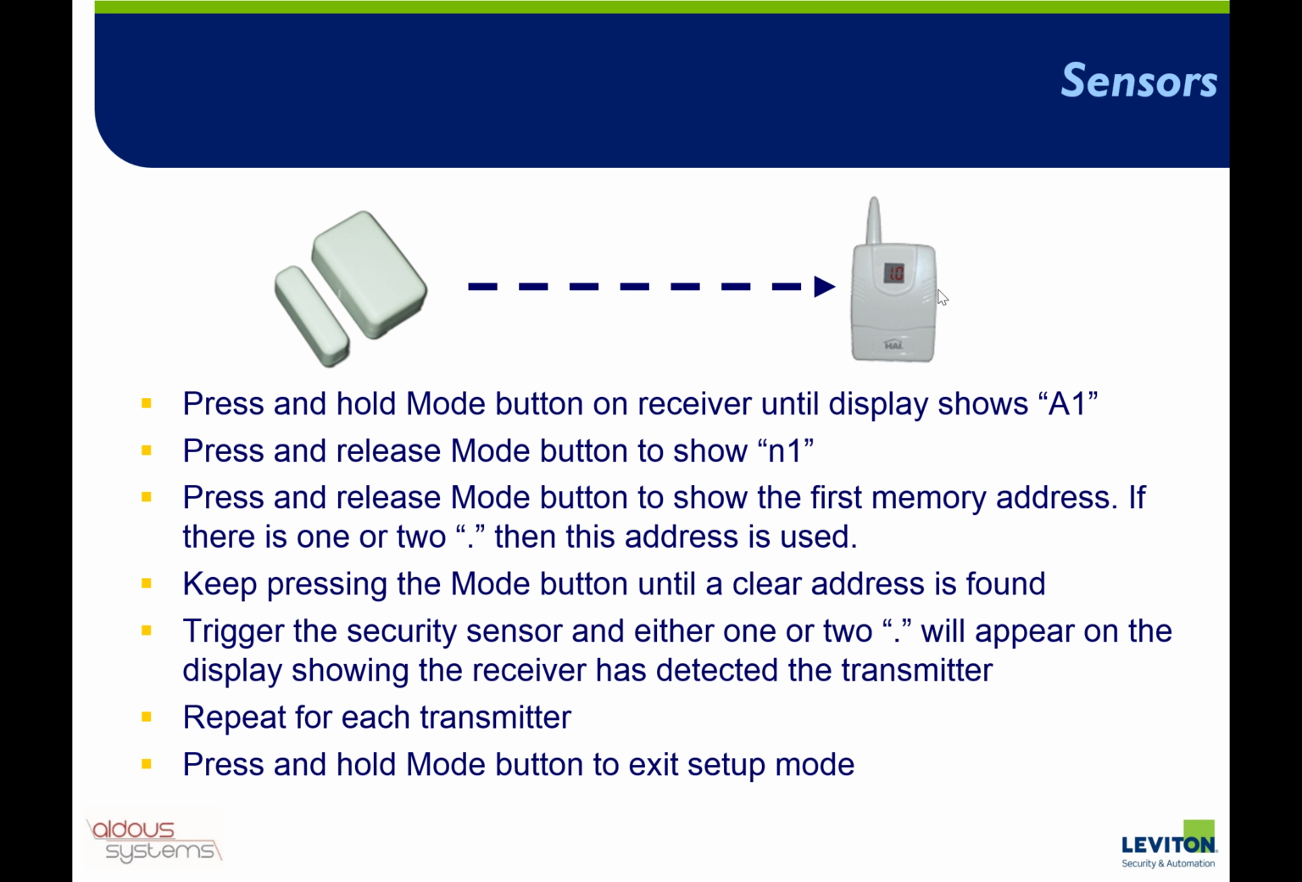And then to make the sensor into that address, you simply trigger the sensor. In this door contacts point of view, you just remove the 2 pieces and put them back together again, and then that will trigger it, and then that will mate that sensor into that address. Press the mode button again to go to the next address and enroll the next sensor in, and repeat until all the sensors are enrolled into the system. And then press and hold the mode button to exit the setup mode.